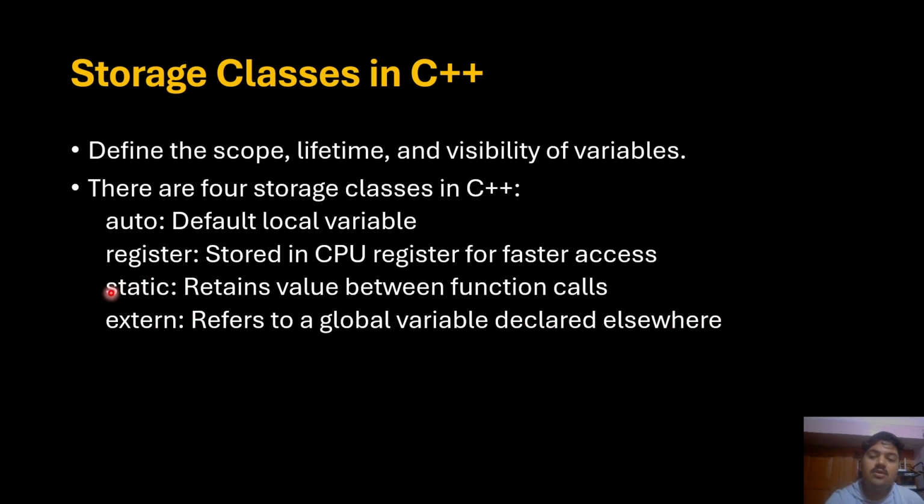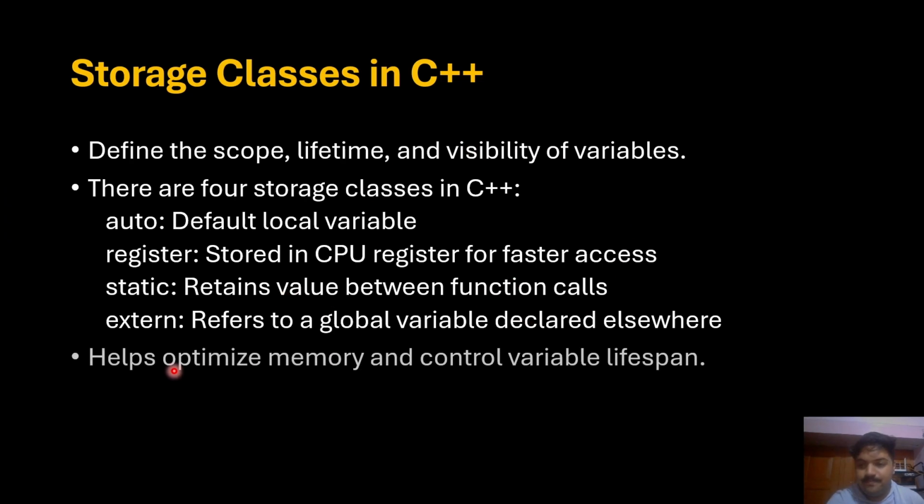So extern refers to a global variable. Global variables are the variables which can be accessed anywhere in the code. It has no locality. It helps optimize memory and control variable lifespan. So storage classes optimize memory. We are storing it in different places, and we are controlling its lifespan. So this helps us optimize the code as well.